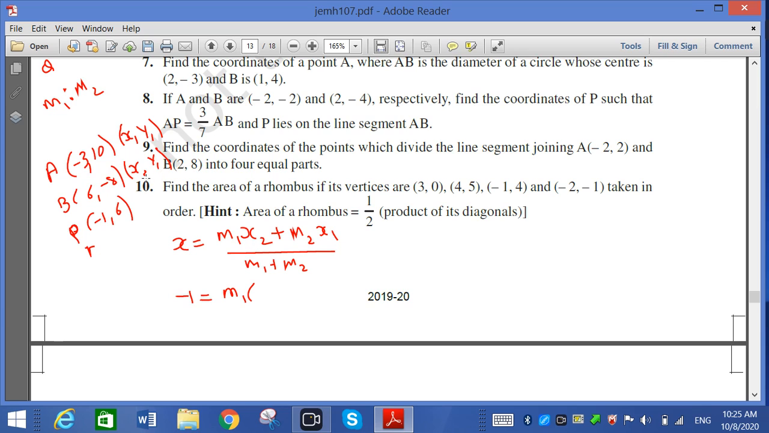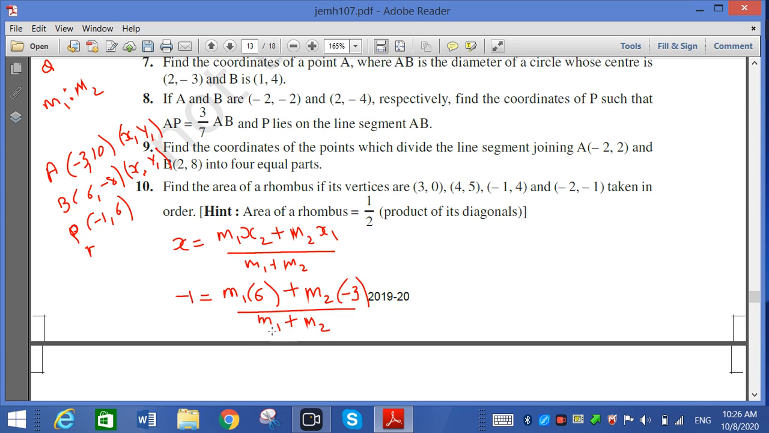x2, so x2 is what? 6 is there. So I have to write 6. m2, that we have to find out. x1, so what is x1? That is minus 3. m1 plus m2.